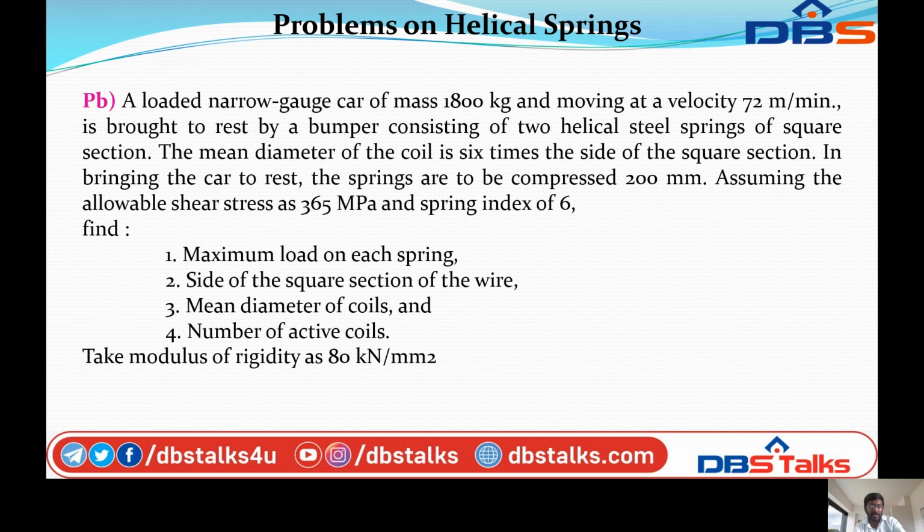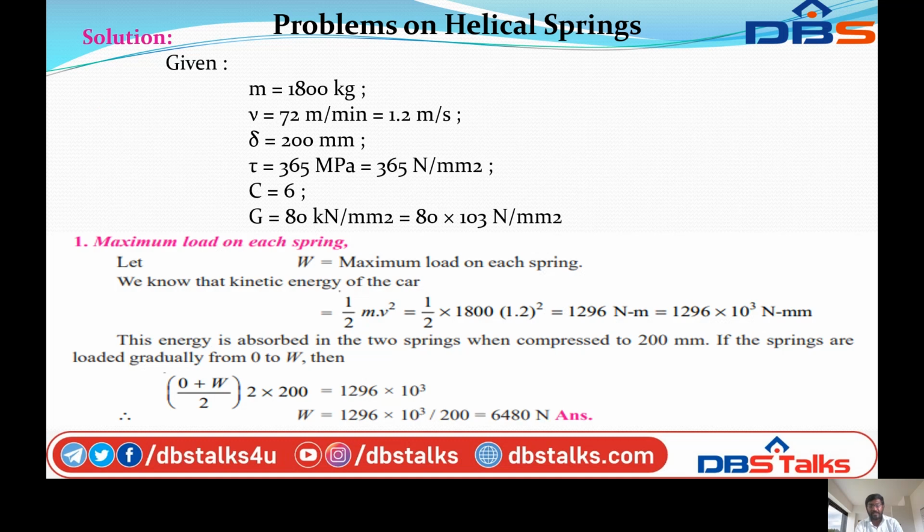For this problem, let us note the given data. Mass m is equal to 1800 kg, velocity v is equal to 72 meters per minute. This will be converted to meters per second. One minute is equal to 60 seconds, so 72 divided by 60 is equal to 1.2 meters per second. Delta is equal to 200 mm. Tau is equal to 365 megapascal, which will be converted to Newton per mm square, that is 365 Newton per mm square.